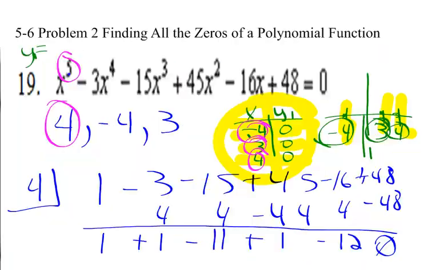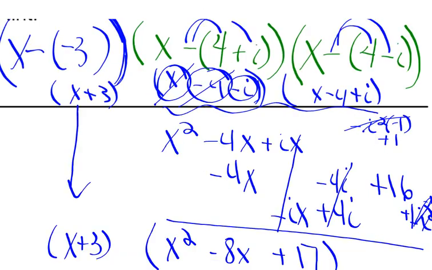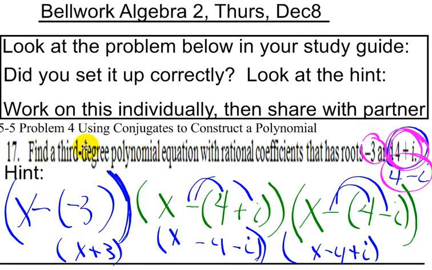Okay, yeah, 17's back here. So let's look at 17. And it says find a third degree polynomial equation with rational coefficients that has the roots negative 3 and 4 plus i. Let me delete all this. Negative 3 and 4 plus i.